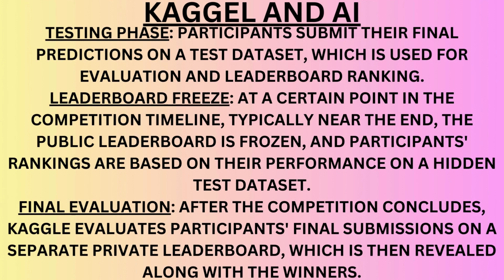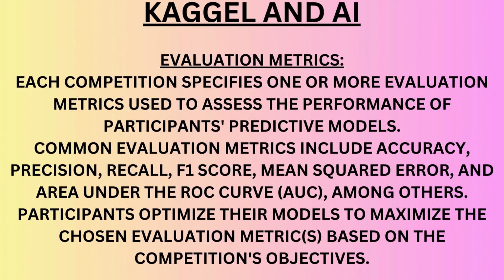Leaderboard freeze. At a certain point in the competition timeline, typically near the end, the public leaderboard is frozen and participants' rankings are based on their performance on a hidden test dataset. Final evaluation. After the competition concludes, Kaggle evaluates participants' final submissions on a separate private leaderboard, which is then revealed along with the winners.